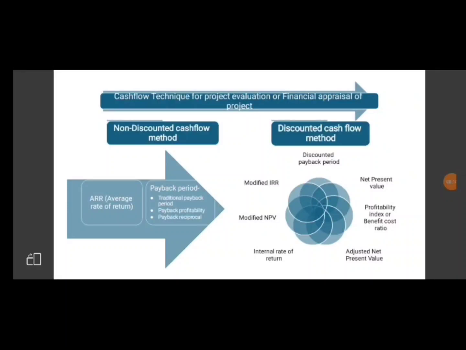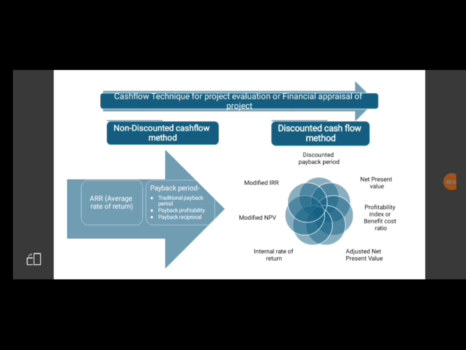Hi guys, good morning. The third topic we are going to see is cash flow techniques for project evaluation or financial appraisal of project. These cash flow techniques are divided into two types: non-discounted cash flow method and discounted cash flow method. Non-discounted cash flow method is again subdivided into average rate of return and payback period. Under payback period method, we have three subdivided methods: traditional payback period, post payback profitability, payback reciprocal.